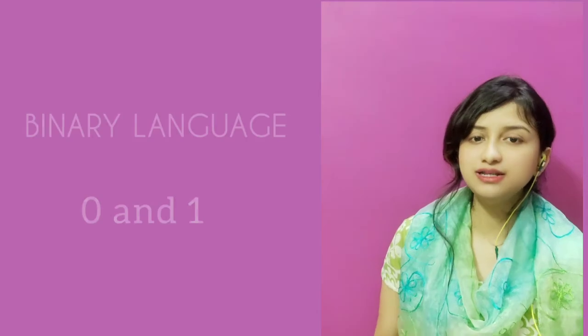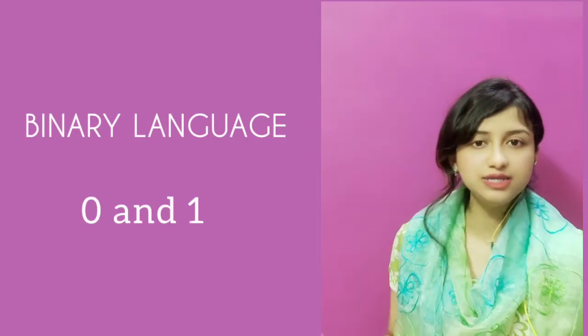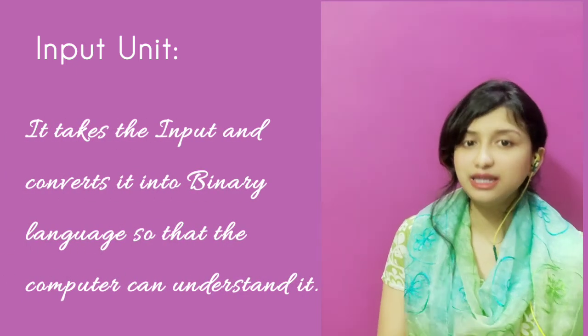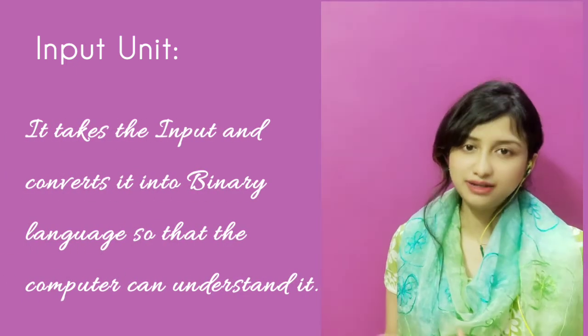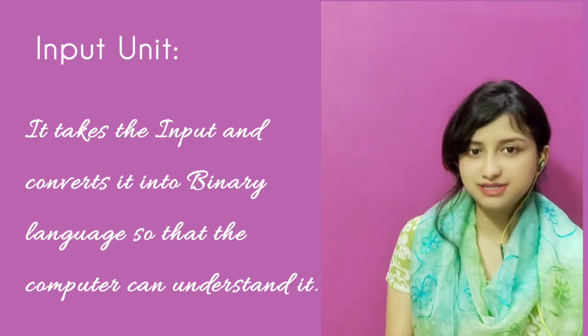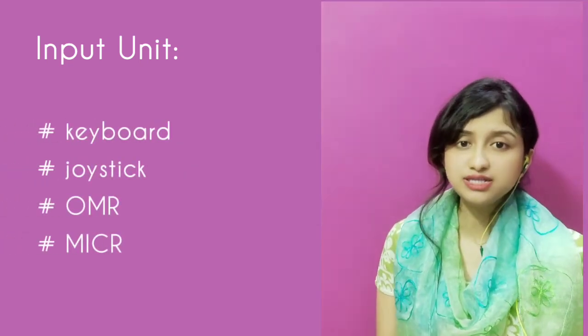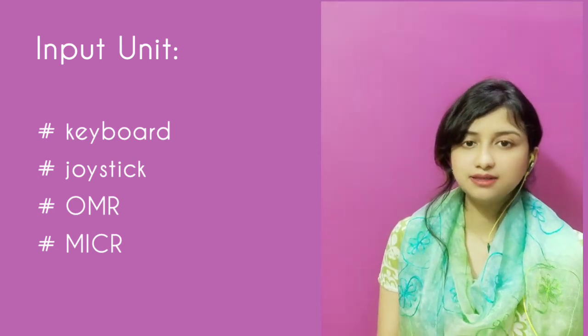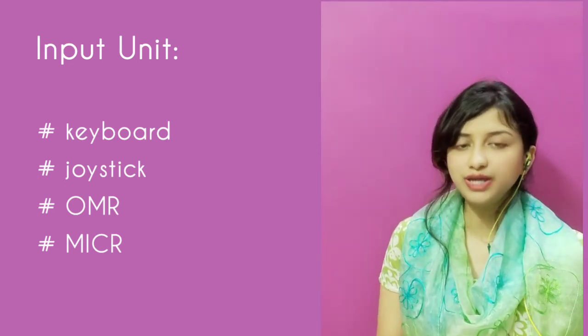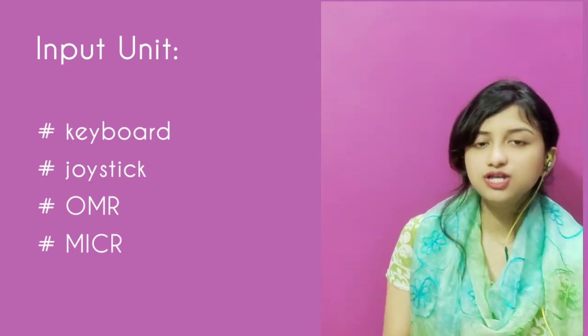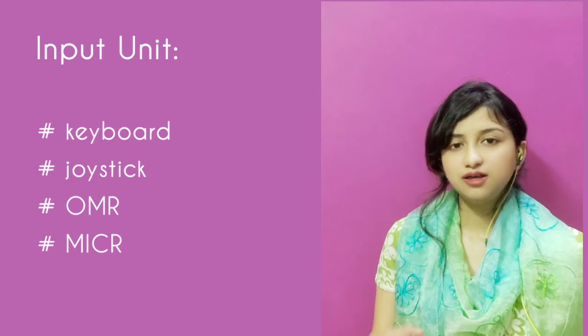We know that the computer understands only binary language, that is 0 and 1. So what the input unit does is take the input and convert it into binary language so that the computer can understand it. Different input devices are there, for example, keyboard, joystick, OMR, like when you give exams on OMR sheets, right. Then MICR, that is magnetic ink character reader. So you have a lot of input devices so that you can give instructions or information, data, to the computer.